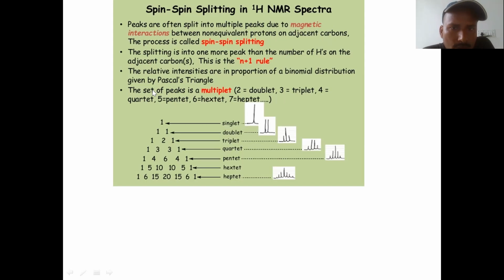Okay, so I have mentioned here doublet for two, triplet for three, quartet, and so on. These are the abbreviations. And the splitting is into one more peak than the number of hydrogens on the adjacent carbon. This is called the n plus one rule. The relative intensities are proportional to a binomial distribution given by Pascal's triangle.